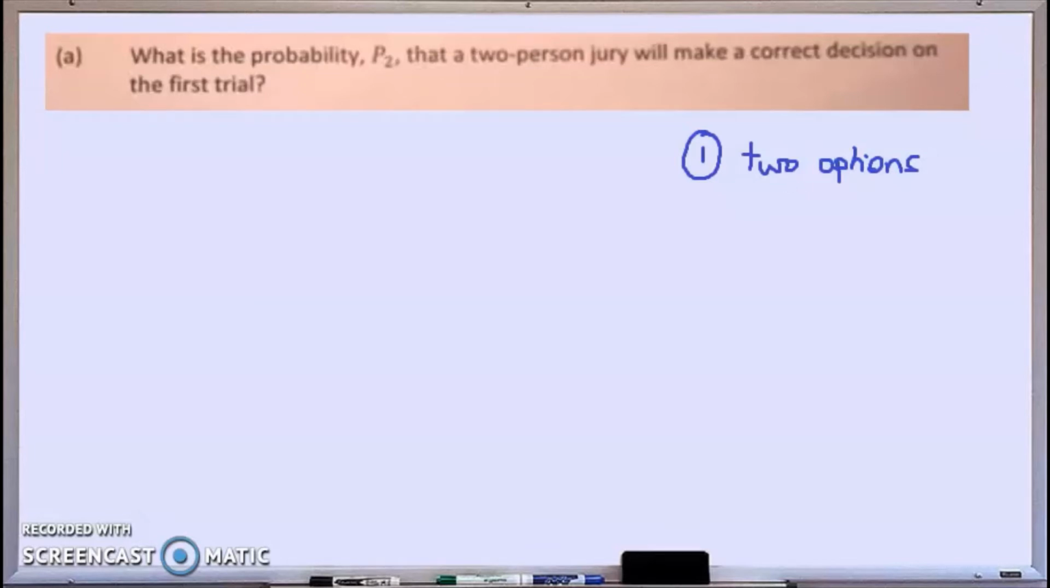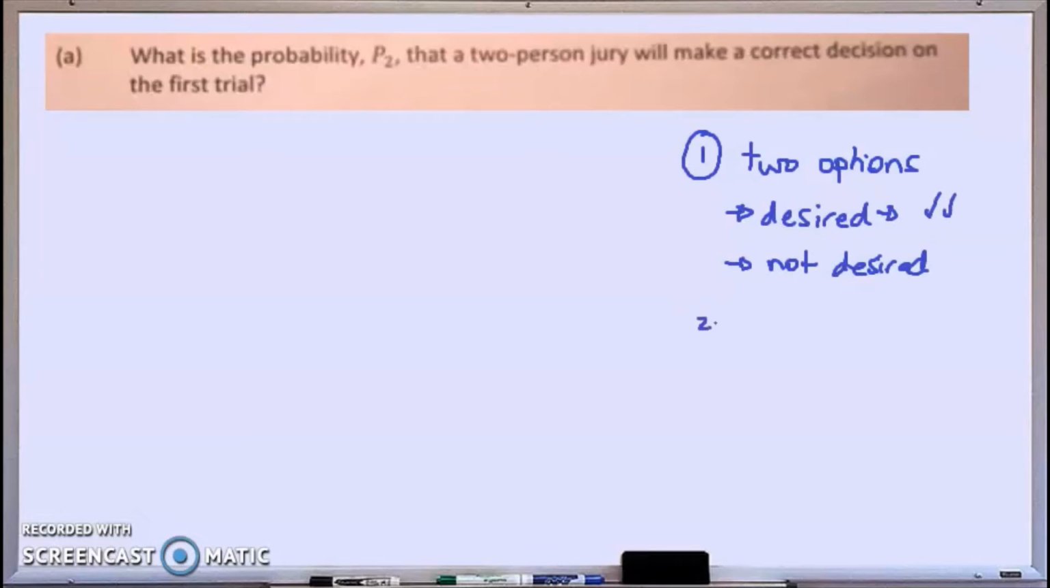Sometimes they'll ask questions about political leanings, and you might have Liberal and Labor. Or you can even have something like rolling a dice where it's 6 or not 6. So there are two options, and essentially one of them is the desired outcome, and the other one is the not desired outcome. So in the context of this question, the desired outcome is the correct decision.